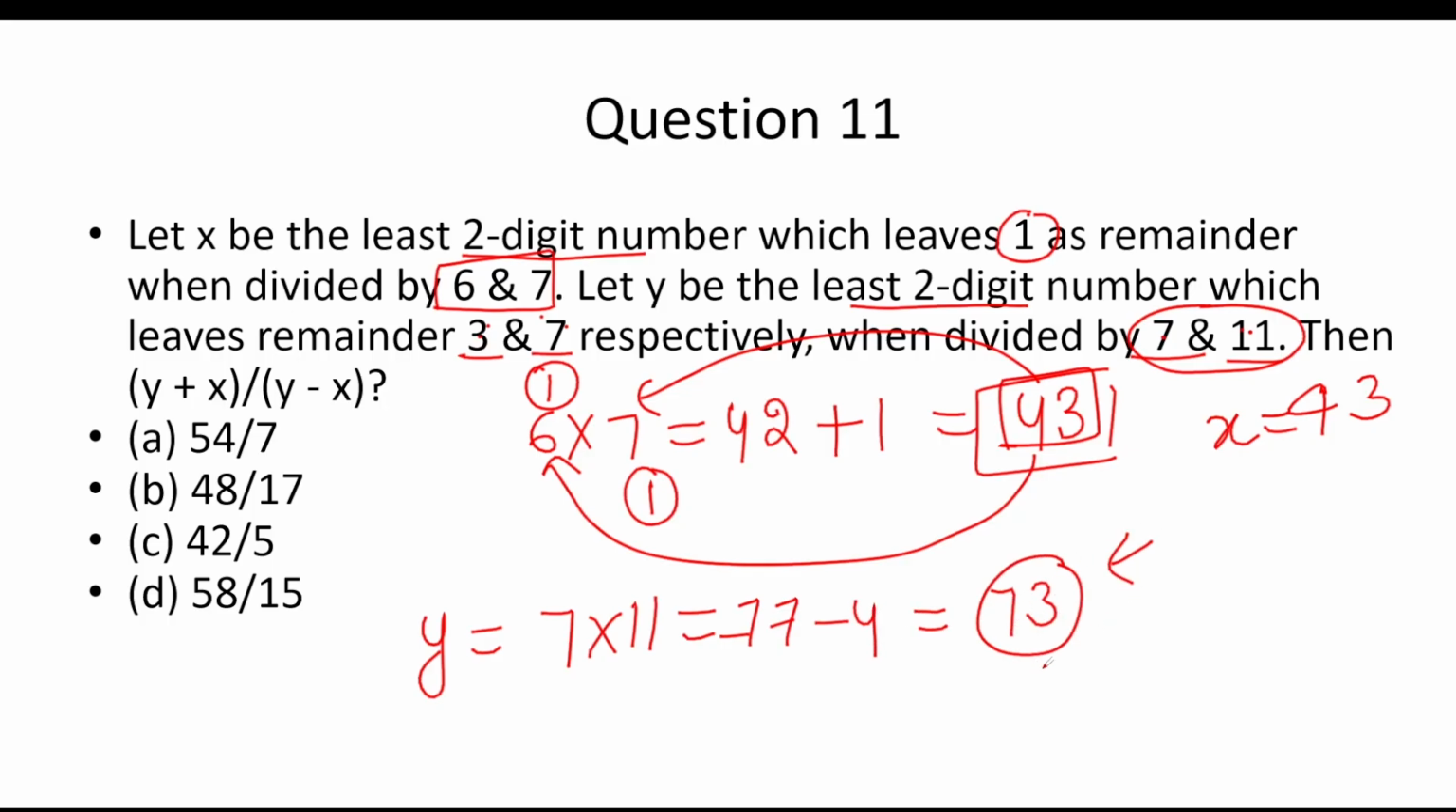Okay, you can check also. 73 is such a number which gives remainder 3 when divided by 7, because up to 70 it is divisible, and when it is divided by 11 it gives the remainder 7. So X is 43, Y is 73. Can you find Y plus X, Y minus X? Yes, just put the values of X and Y in this expression and tell me which answer is coming.